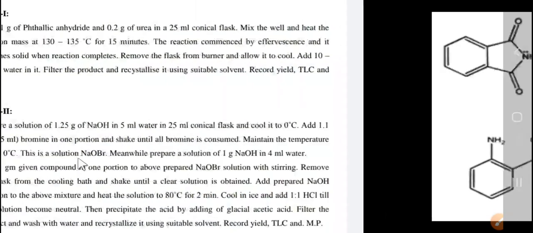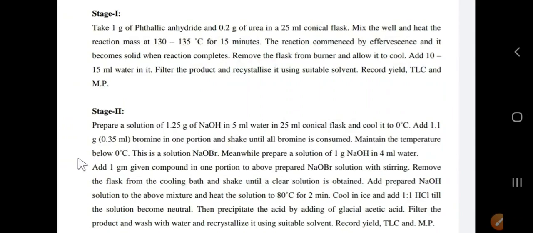So in the practical, how we are going to perform this reaction? Let's see the procedure for the stage 1 and stage 2. So for the stage 1, we need to take phthalic anhydride and urea in a conical flask. Then the reaction mass is heated up to 130 to 135 degrees for 15 minutes. It will melt all the starting material together. The reaction commences by effervescence, and it becomes solid when reaction completes.